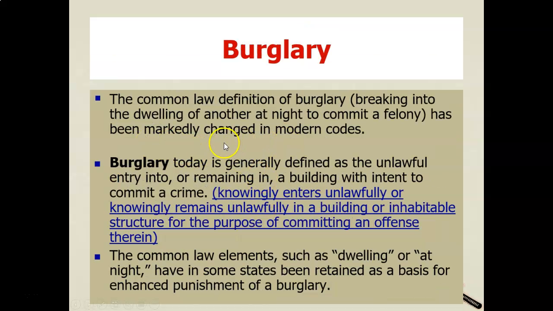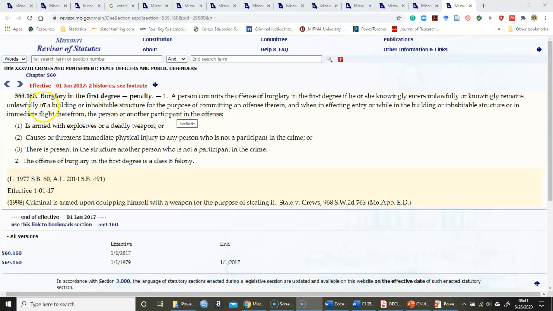So burglary, unlawful entry into a building or inhabitable structure with intent to commit a crime. For us, this is the big one as far as intent to commit a crime, because it doesn't specifically say what the crime has to be. So we look at burglary first degree. A person commits the offense of burglary in the first degree if they knowingly, so there's our culpable mental state, enters unlawfully or knowingly remains unlawfully in a building or inhabitable structure for the purpose of committing a criminal offense therein.